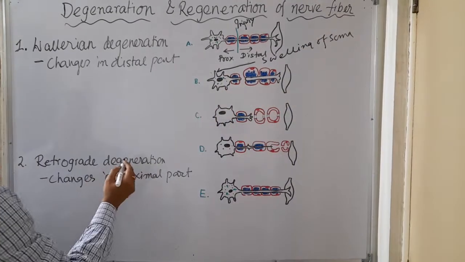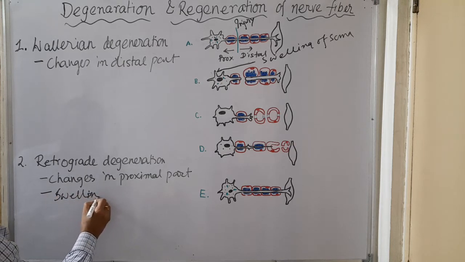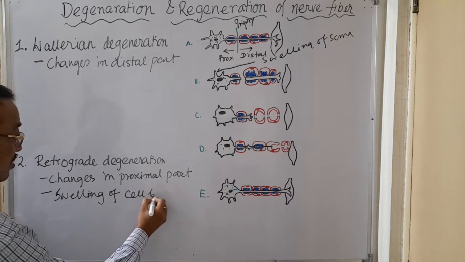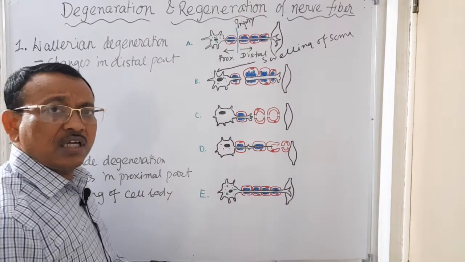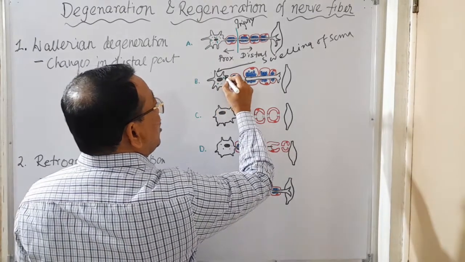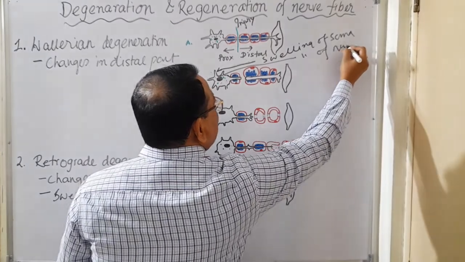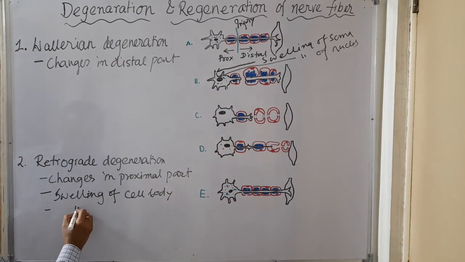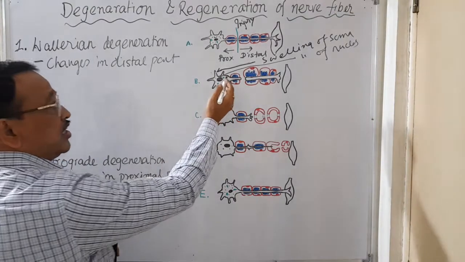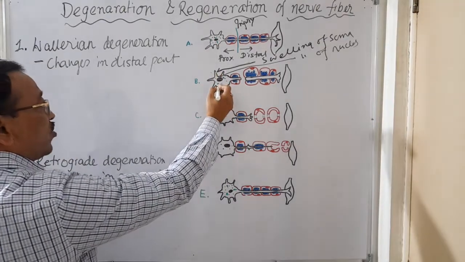This is number one. So in the proximal part of the injury, or in the retrograde degeneration, there is a swelling of the cell body, and the nucleus is also swollen. So swelling of the cell body and swelling of the nucleus also take place, that is in the proximal part of the injury or in case of retrograde degeneration.